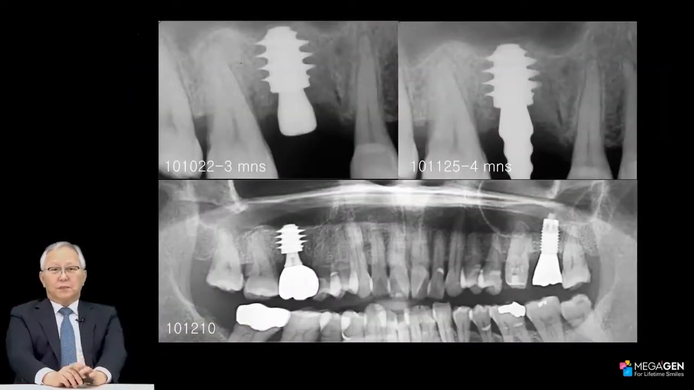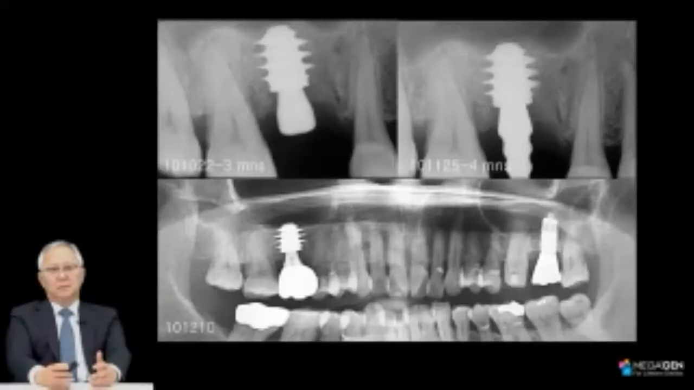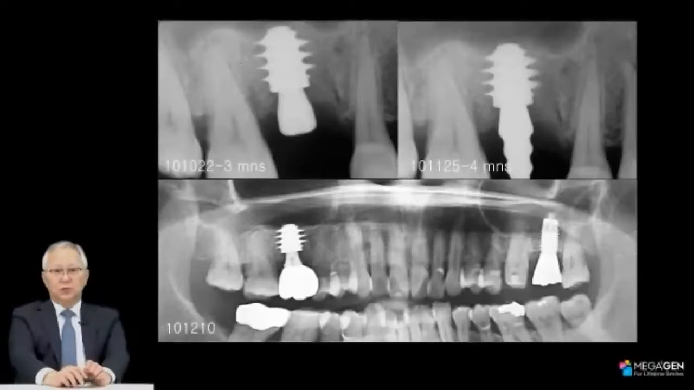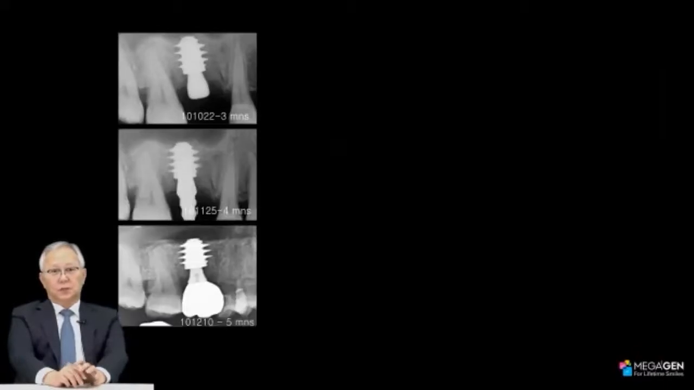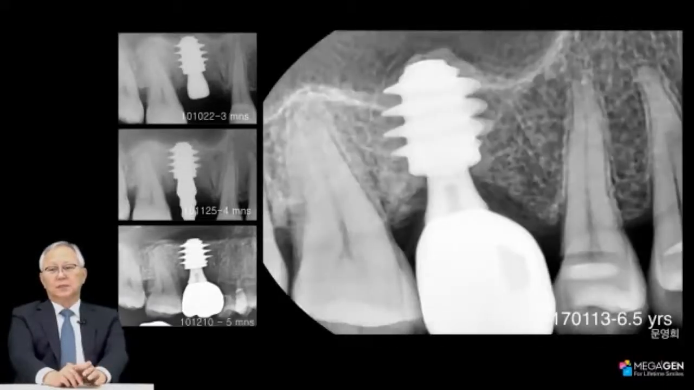Then only about 3 months after, you can see the bone regeneration into the deep thread. Almost all the space between threads was filled with regenerated bone. In 4 months, I took an impression, and at 5 months, all the prosthetic procedures were finished. And about 6.5 years later, you can see how wonderful a result we acquired from these difficult situations.